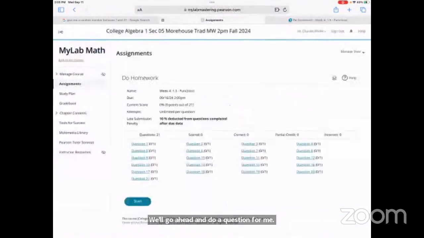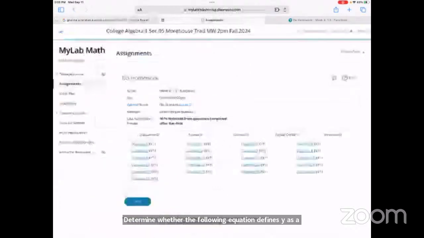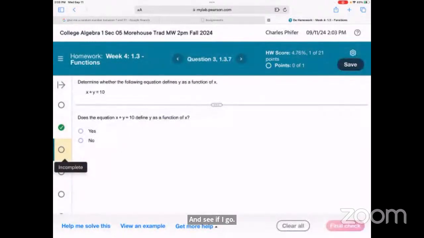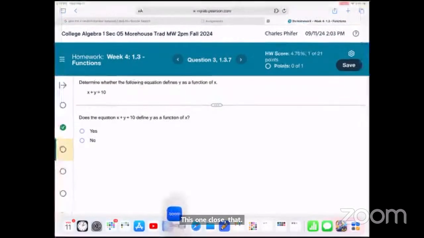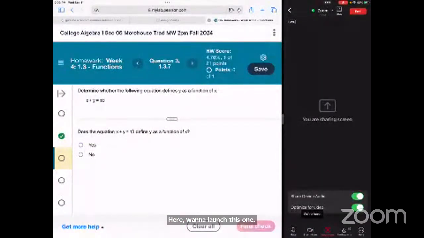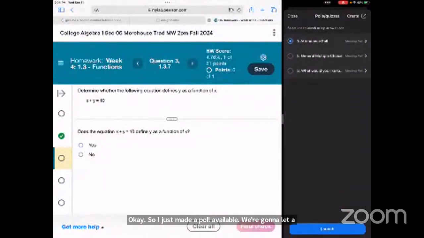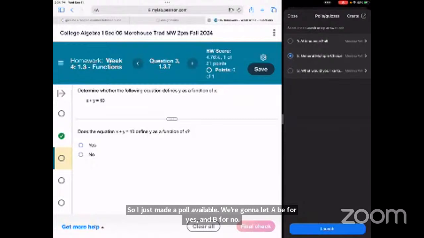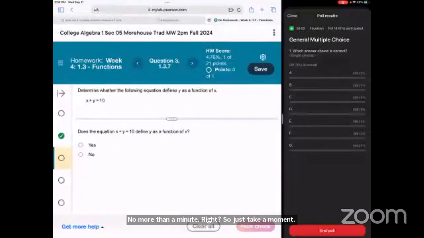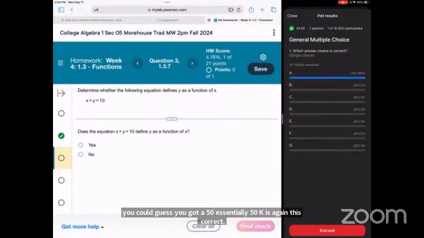Determine whether the following equation defines y as a function of x. Okay, so I just made a poll available. We're going to let A be for yes and B be for no. What do you think? Let's take no more than a minute. If you guess, you've got essentially a 50-50 chance of getting this correct. Just take a moment. We'll take 30 more seconds. What do you think?